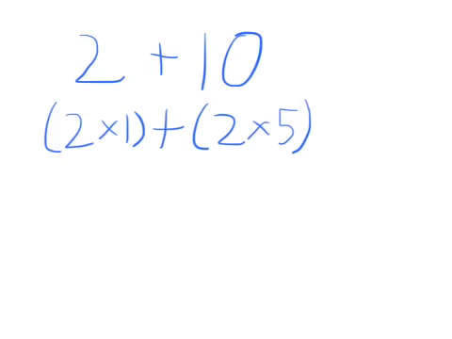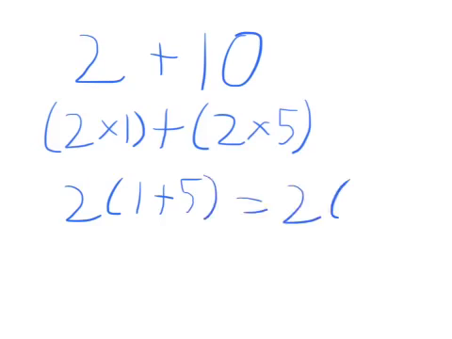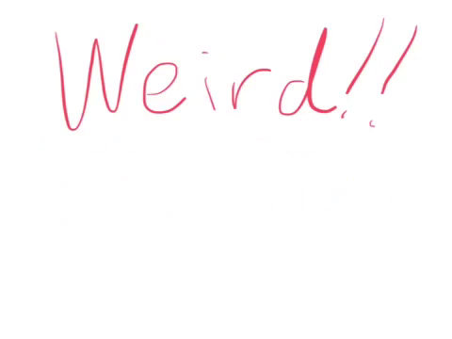Now, if we've got 1 group of 2 and 5 groups of 2, then that's the same as saying 1 plus 5 groups of 2, or really just 6 groups of 2. And we know that that's true because here we had 2 plus 10, that's 12, and here we have 2 times 6, that's also 12.